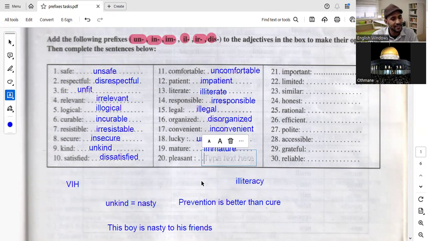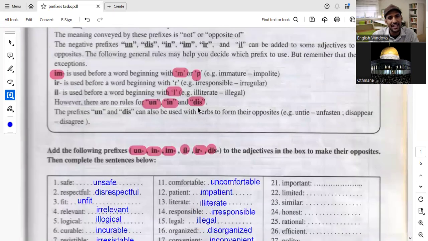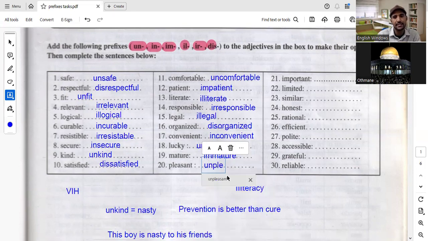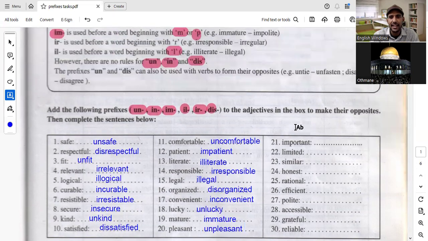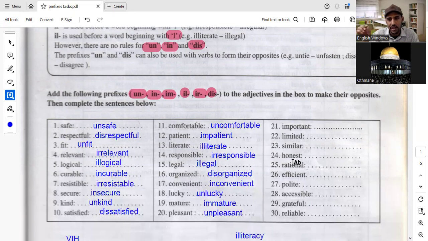What do we add at the beginning? Not really, right? It's not a rule that can be generalized. But here we say very simply unpleasant, right? Okay, unpleasant. I say again, it's not a rule that can be generalized, guys. There are exceptions, very few exceptions in a way. Important.